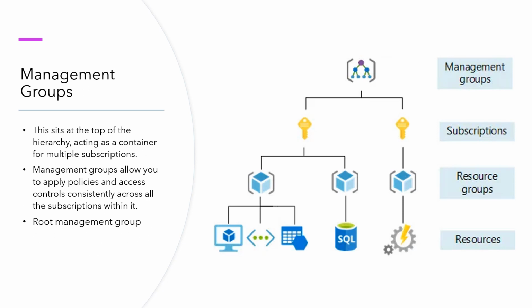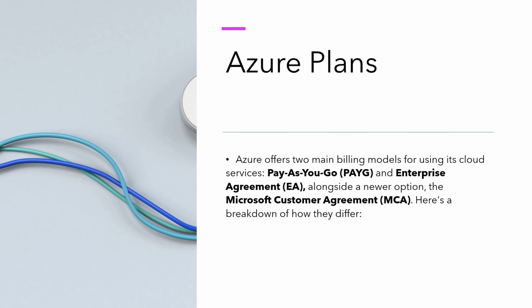Okay, it is at the top of the hierarchy, that is above the subscriptions. Okay, it acts as a container for multiple subscriptions. Okay, management groups allow us to apply policies and access controls consistently across all the subscriptions within an edge. There is also a layer above the management groups, that is the root management group, with which all the management groups are attached.